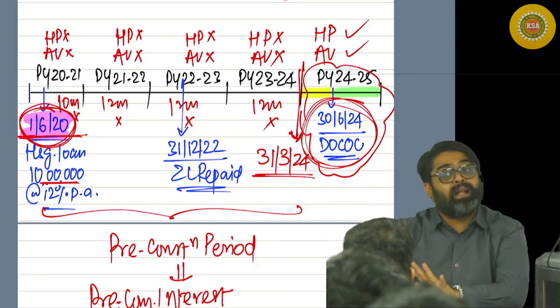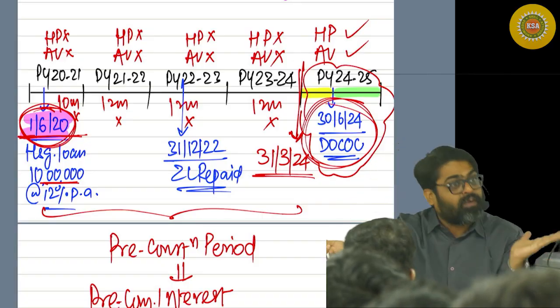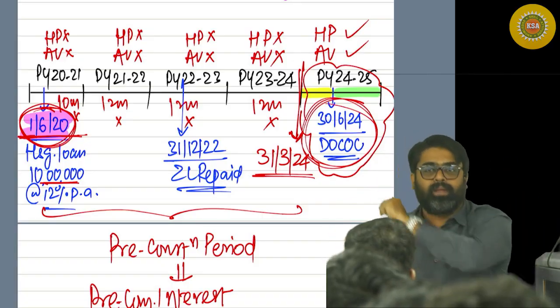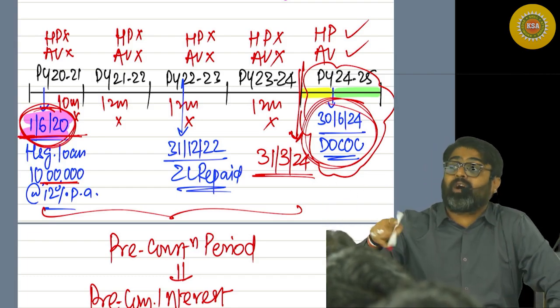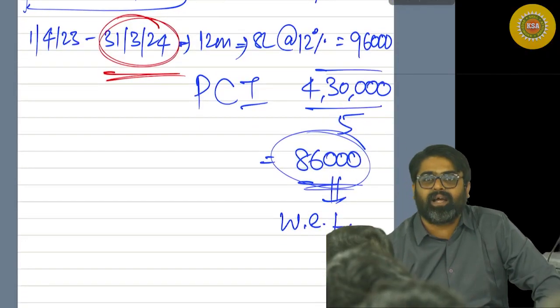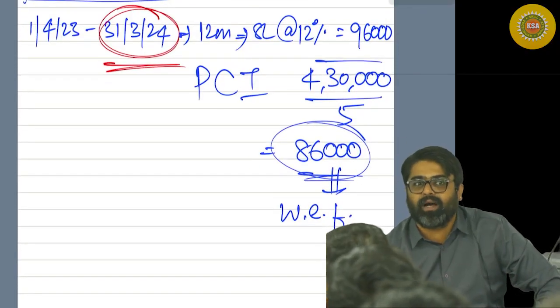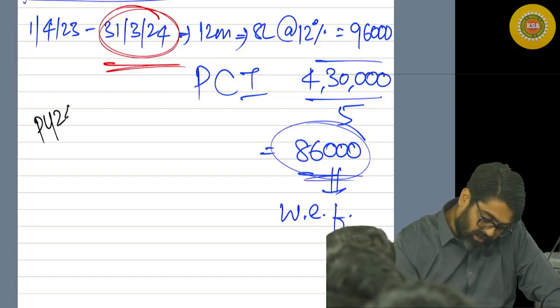That 96,000 is the normal interest which becomes due in which year? 24-25. That normal interest is going to be allowed, but along with that normal interest, 1/5 of the pre-construction interest will also be allowed. So how much will be the total interest? 96,000 plus first installment of pre-construction interest, 86,000. How much?